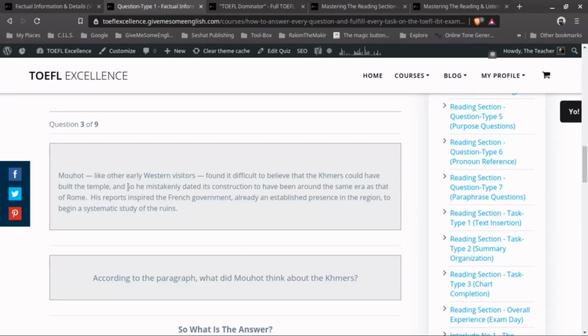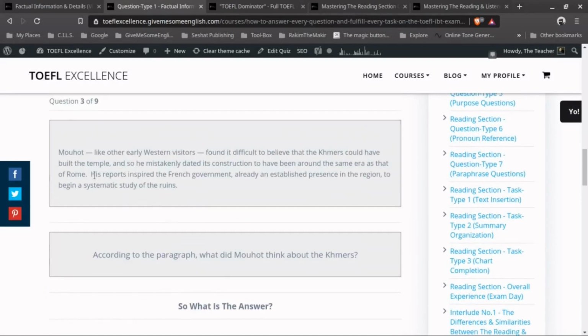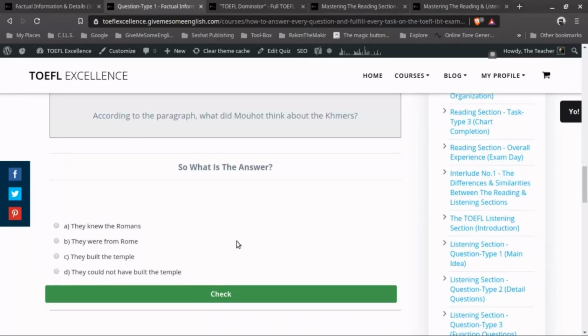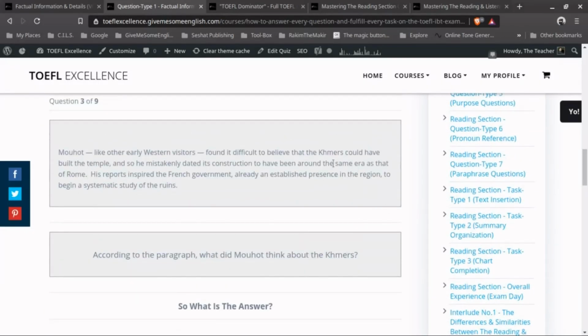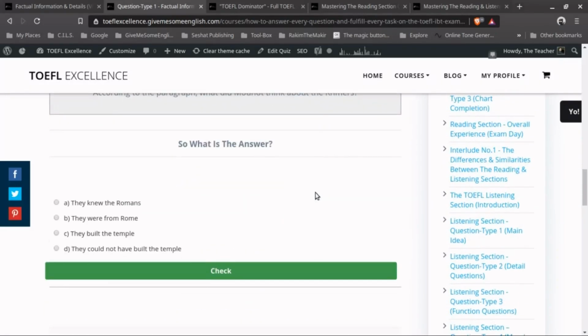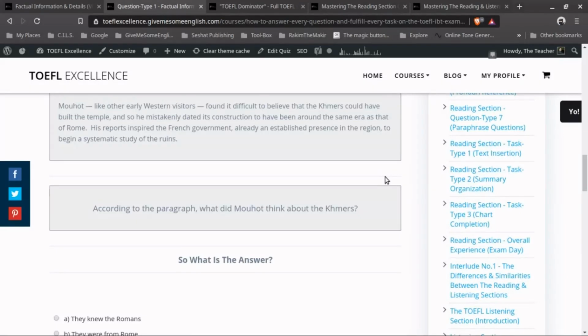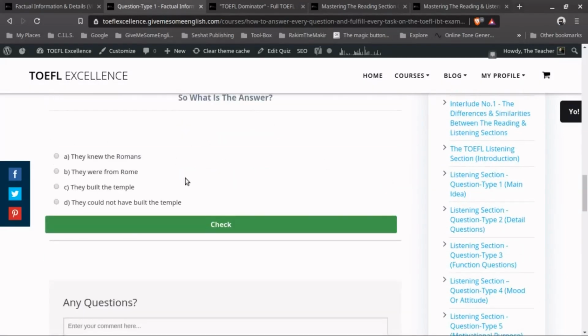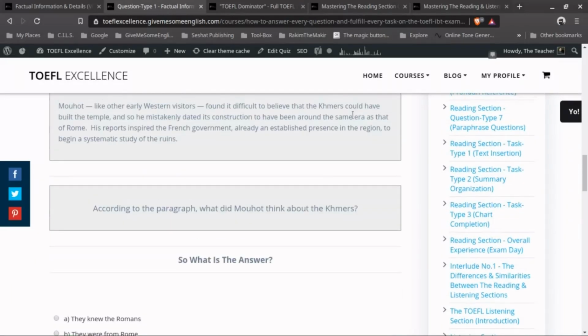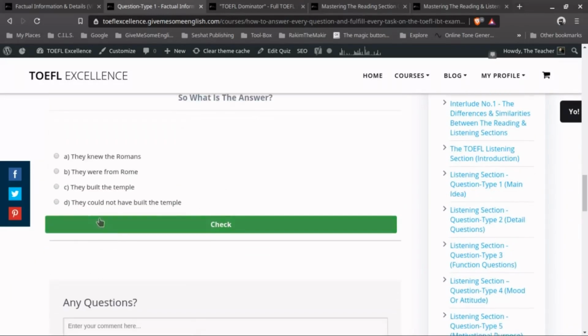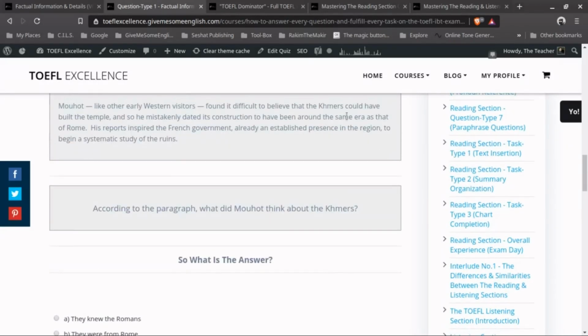So Muhat, like other early Western visitors, found it difficult to believe that the Khmers could have built the temple, and so he mistakenly dated its construction to be around the same era as that of Rome. Okay, so they knew the Romans. Nope, they didn't say anything about knowing them. He specifically said that he thought that the construction was from the same era. Okay, maybe you know the word era, but it doesn't have anything to do with knowing them, so that's probably the wrong answer. They were from Rome. No indication in that sentence that they were from there. They were from the same era.